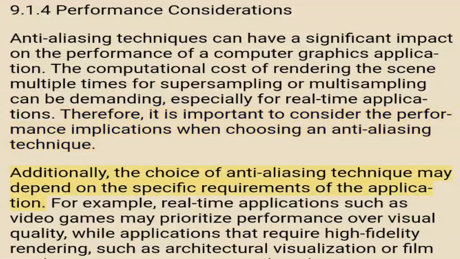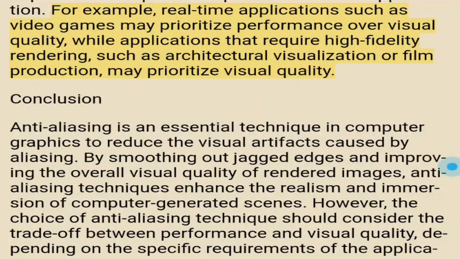Additionally, the choice of anti-aliasing technique may depend on the specific requirements of the application. For example, real-time applications such as video games may prioritize performance over visual quality, while applications that require high-fidelity rendering, such as architectural visualization or film production, may prioritize visual quality.